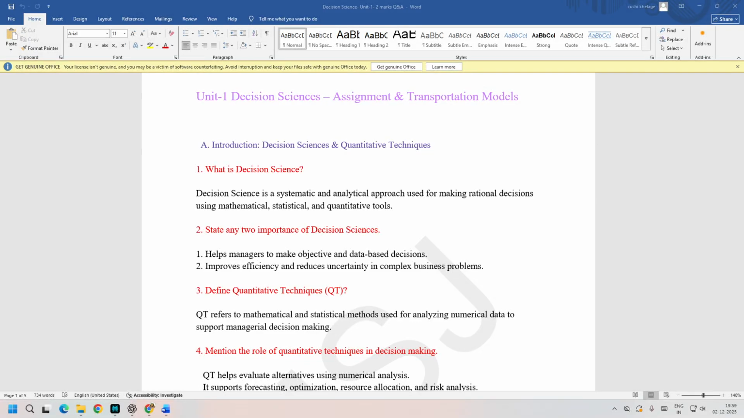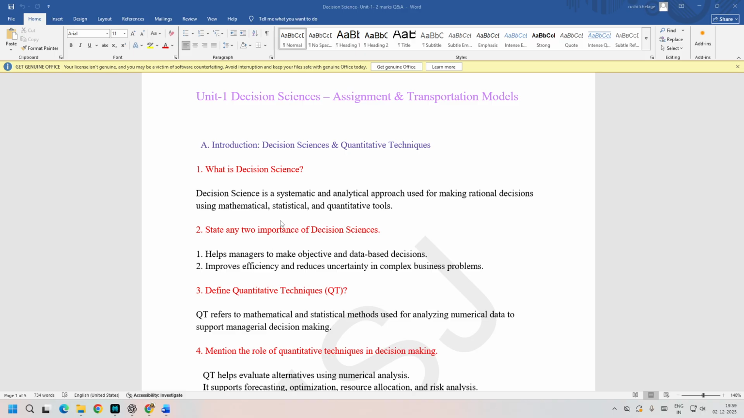Hi students, these are the questions and answers for the 2 marks questions which are asked in the examination for decision science. This is for unit 1. I found that many students are finding problems in decision science. Especially for that, I have prepared these questions and answers.